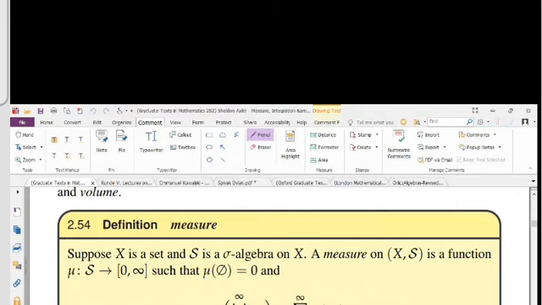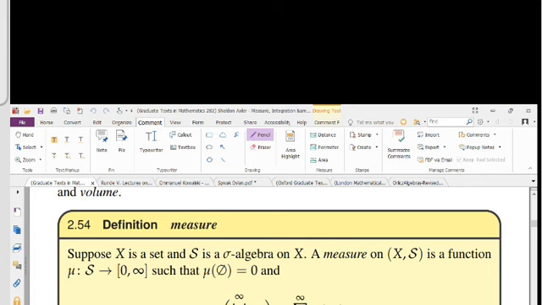For example, in this definition, suppose X is a set and S is a sigma algebra on X, so that this is a subset of the power set of X, such that it contains the empty set, and it is closed under complementation and countable union. This is a sigma algebra on X.